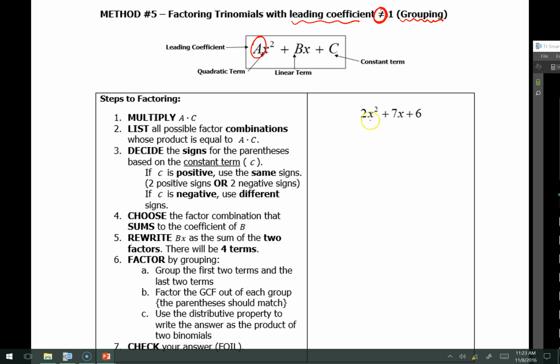equal to 1. So if you look at this example, this first problem, notice that there's a 2 out here where the a is. That means if there's not a GCF, then I am going to have to use this method of grouping. There is no GCF because 7 is an odd number, so I can't pull out a GCF of 2, which means I'm stuck with it. So let's go through these steps here.